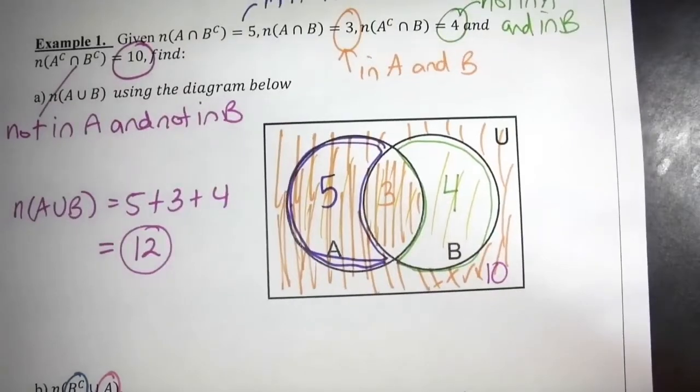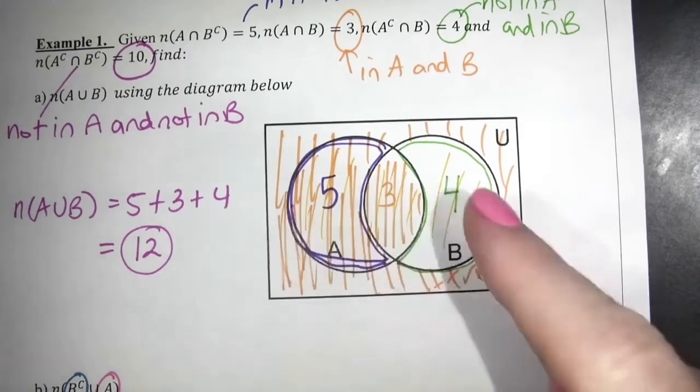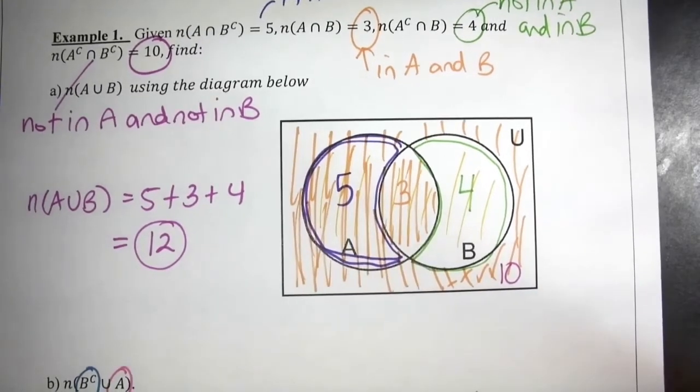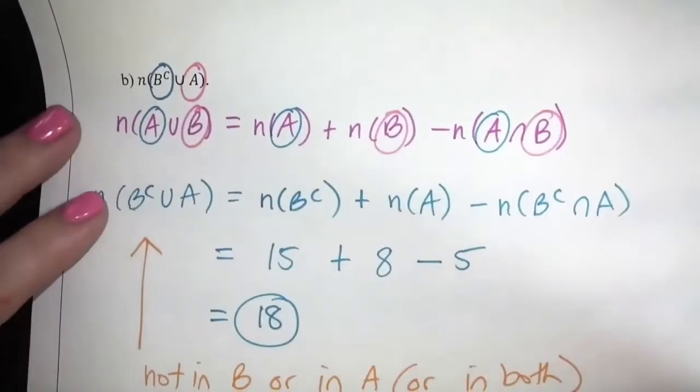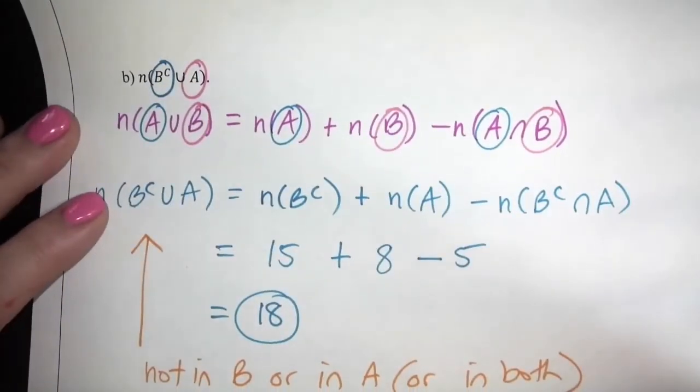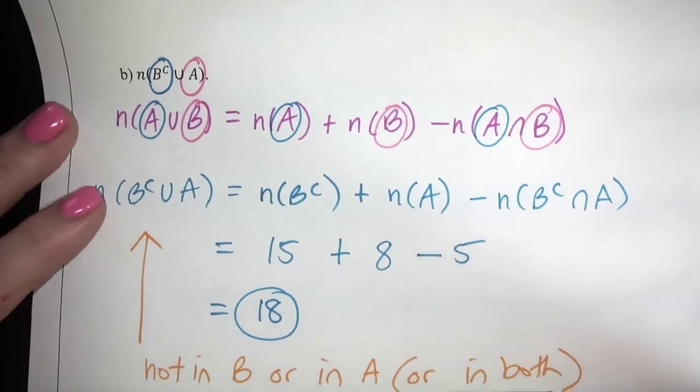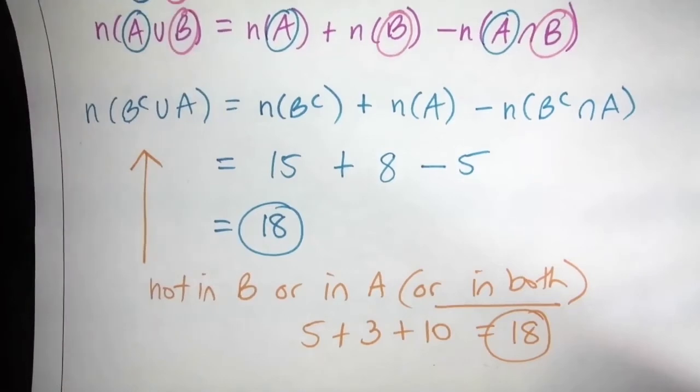And when you have a complement, union, another letter, you always get the whole diagram except for one number shaded. So we have the 5, the 3, and the 10 shaded. The only number that's not shaded is the 4. So 5 plus 3 plus 10 is another way to get your answer with shading. And so same answer, just a different way to get there.